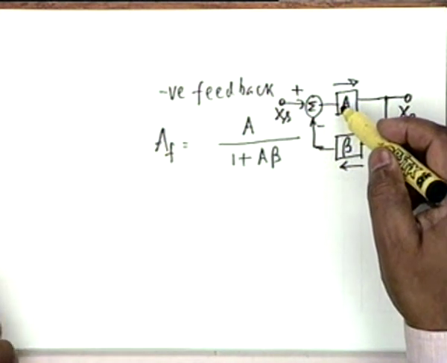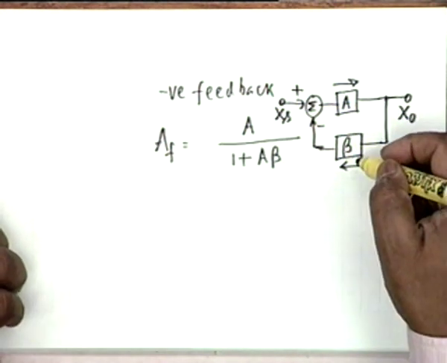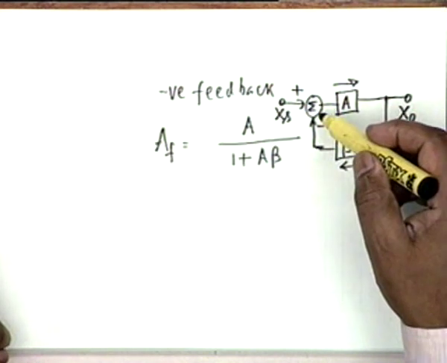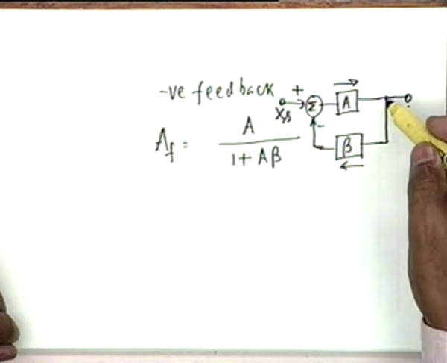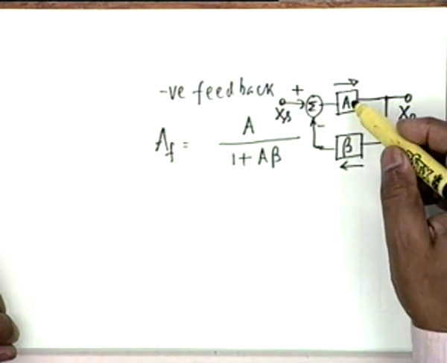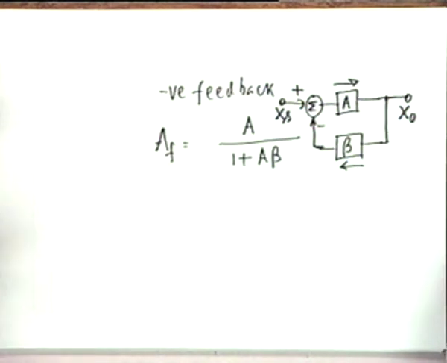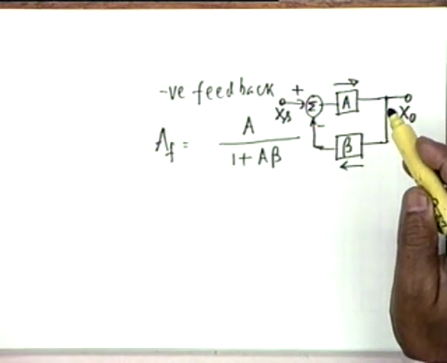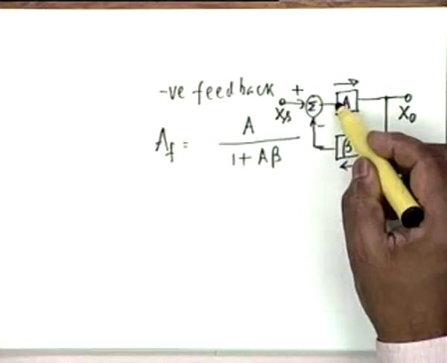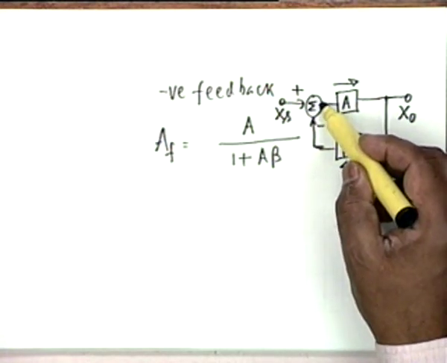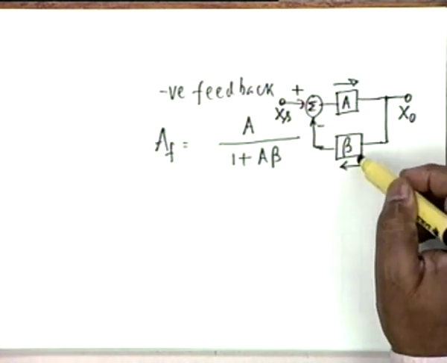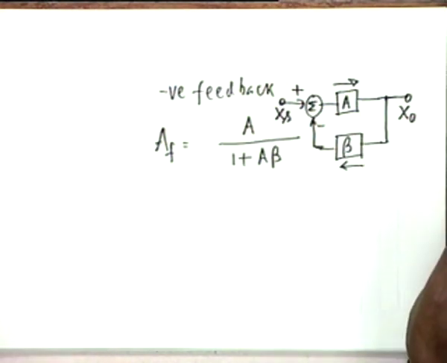The assumption was that the forward transmission is through the A network only, and reverse transmission is through the beta network only. In addition, the summing operation and the sampling operation do not affect the characteristics of the A and beta networks. This is implied, that any of these connections does not affect any other parameter. For example, the input impedance of A would be very high compared to the output of the summer, or this connection does not affect the A network or the beta network. In practice, this is not the case, and that is why the difficulty arises in the analysis of feedback amplifiers.